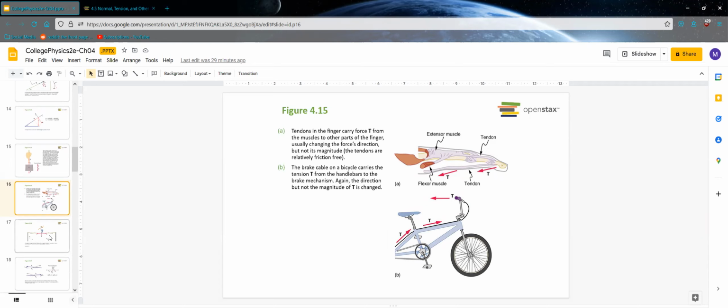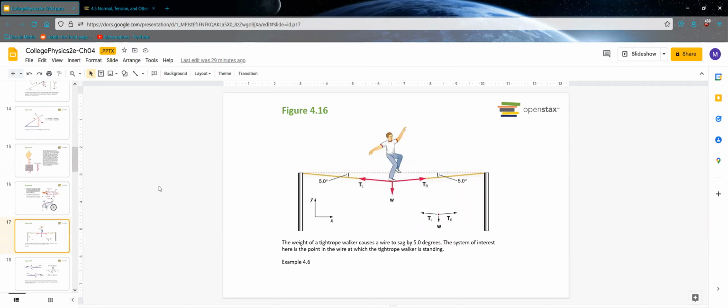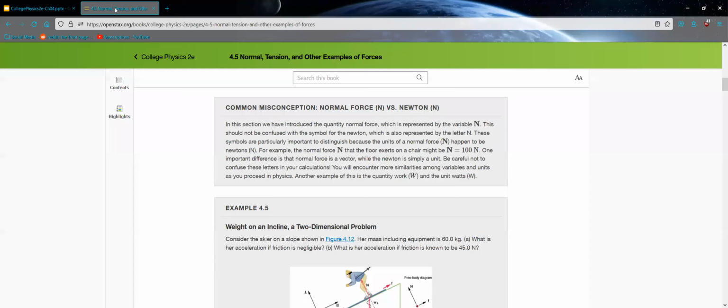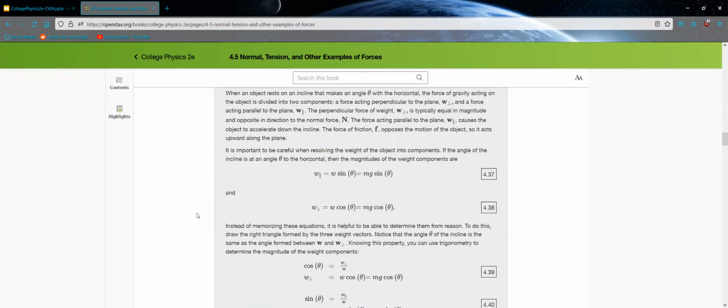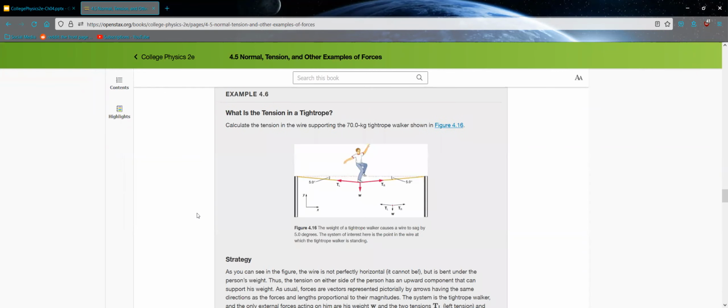I keep saying that, right? I am not the end product of your studying for this class. I am simply one of the resources you have at your disposal. The example I will be covering is 4.6, the tightrope one. And I believe I actually gave this as a question in the homework. So kudos to me for doing something like this, right?